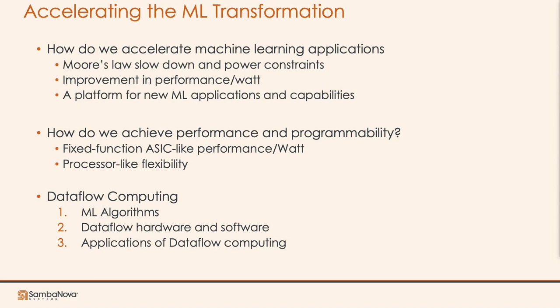The key way that we have developed for doing this is the idea of data flow computing. This is based fundamentally on understanding the trends and directions of machine learning algorithms and developing customized hardware and software that exploit these characteristics to get very efficient and flexible computation. I'm going to describe the hardware and software that we've been developing at SambaNova, and also describe some of the applications of data flow computing and how it's transforming the way that we are building AI and ML systems. So let me start with ML algorithms.